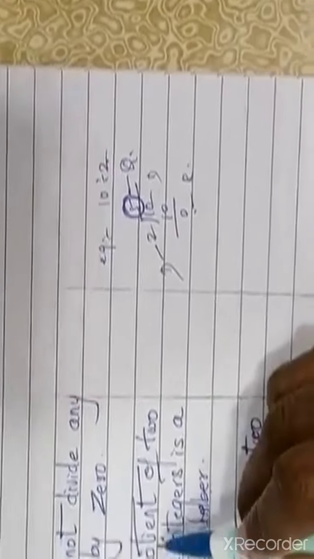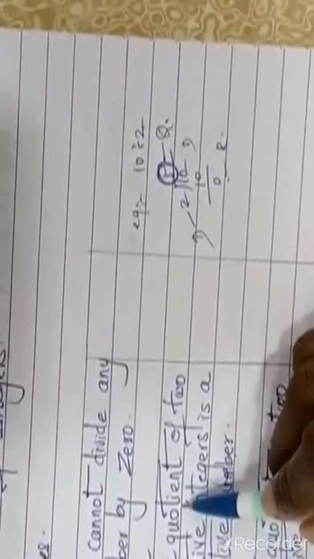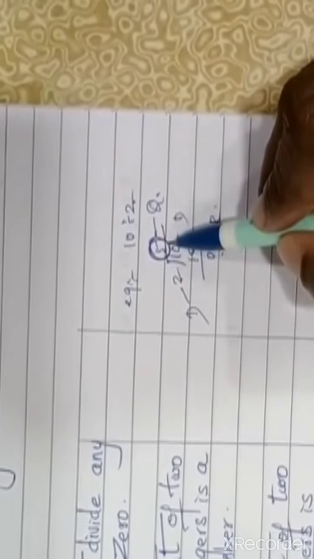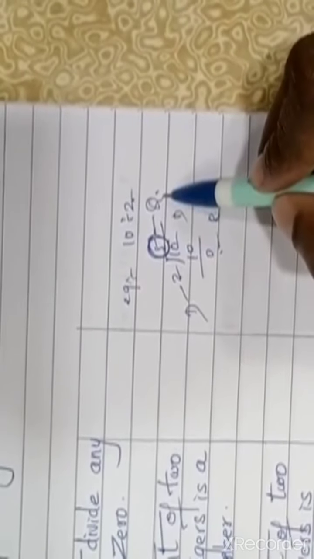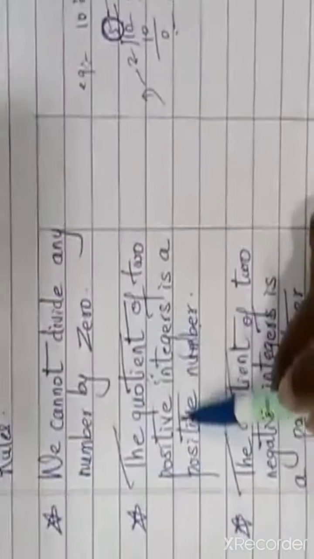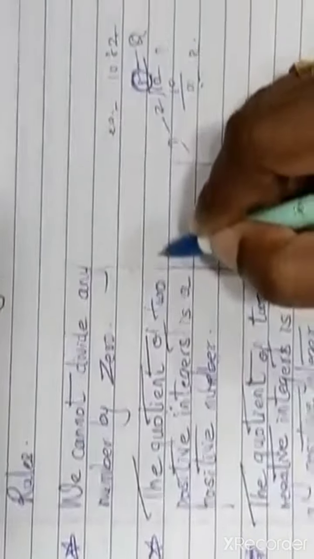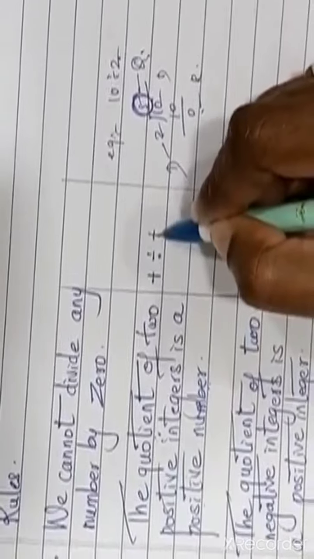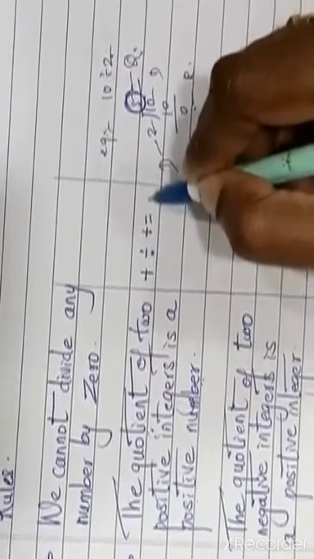Okay. So what is the term quotient? The result obtained by dividing one number by another. Here the result is obtained, this is called the quotient. Now see rule number 2 here. The quotient of two positive integers is a positive number. So when I divide a positive number by another positive number, the quotient obtained is also positive.